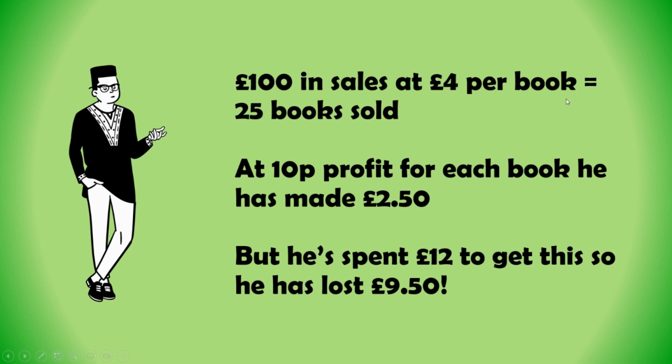If he's made £100 in sales at £4 a book, he has only sold 25 books. With 10p profit for each book, he's only made £2.50. But he's spent £12 to get this, so he's actually lost money.